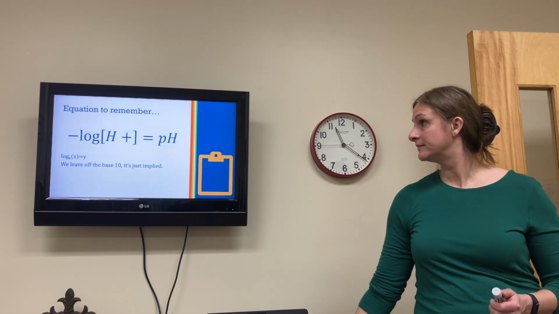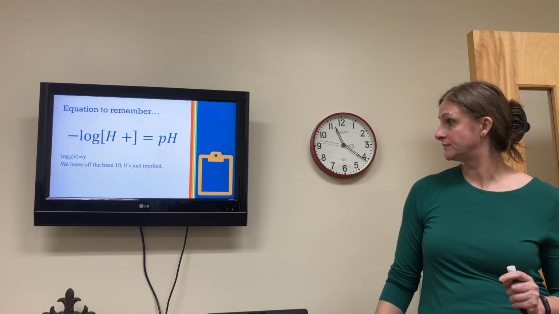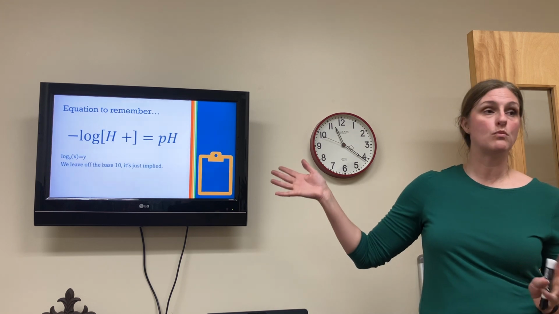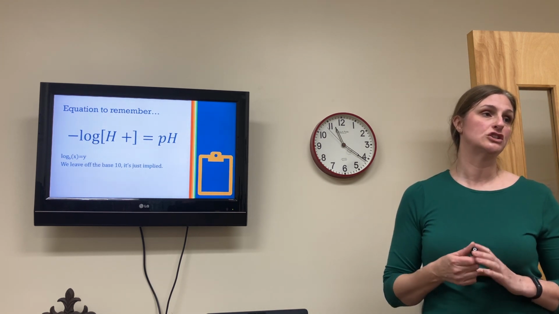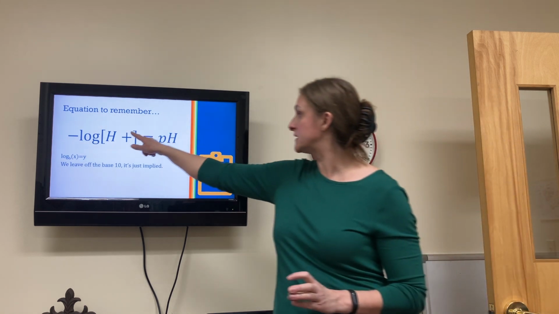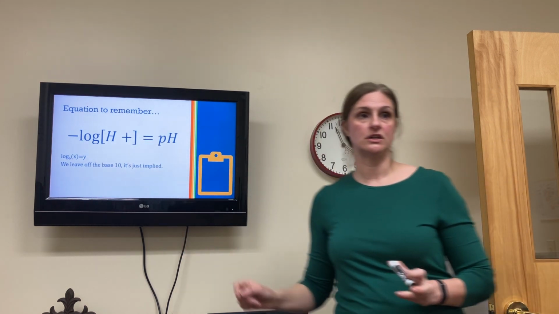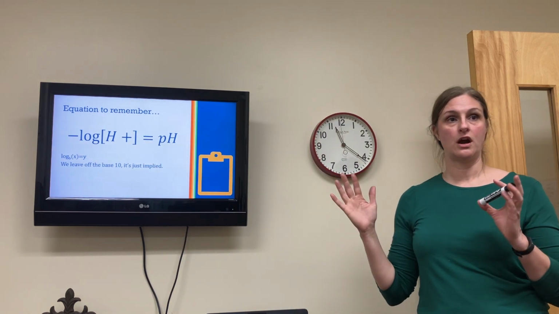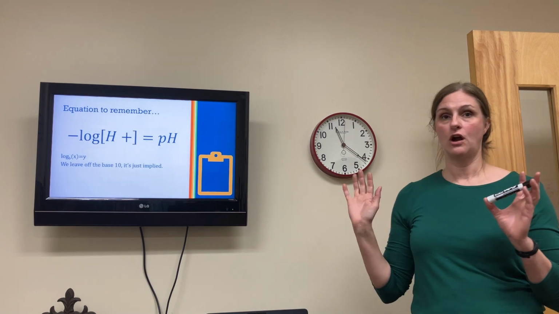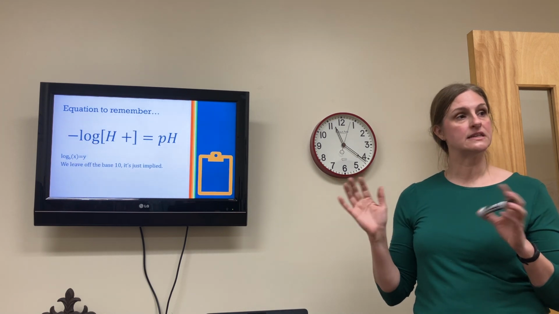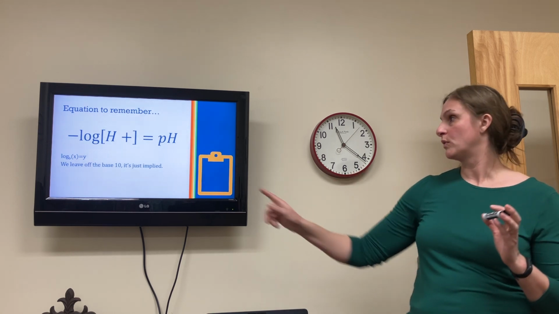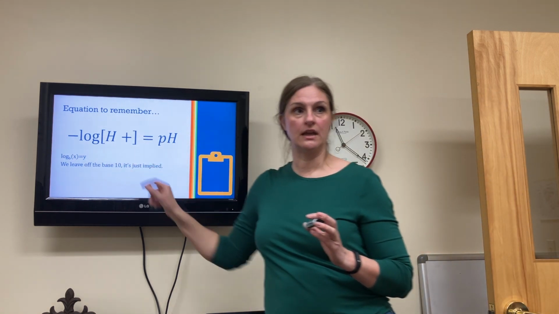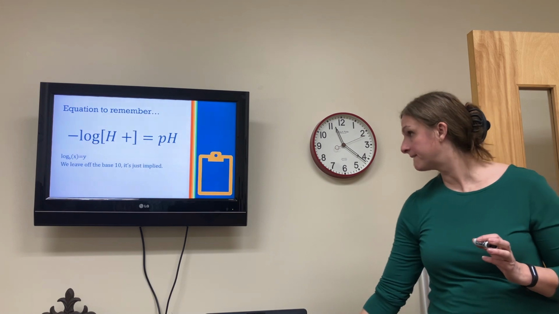Cool? All right. So whenever you don't see a base number, it's because it's base 10. It's just implied. And these brackets here are what mean concentration. So as we go forward to our equilibrium constants, Kw, Kb, Ka, we'll continue to see these brackets telling us that it's concentration.